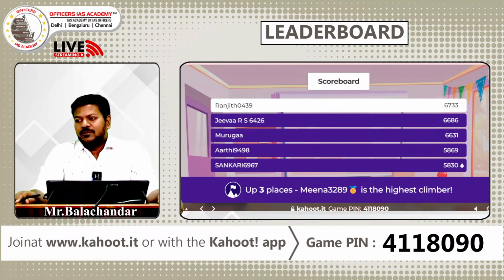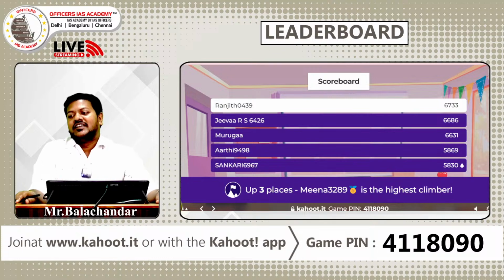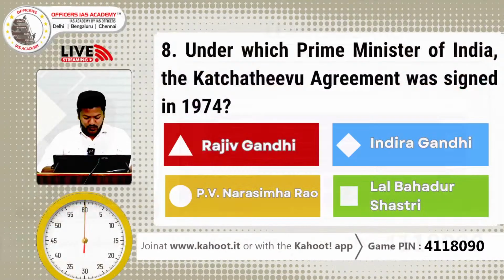So now we see Ranjit topping the chart with a good lead of 50 plus points. Then we have Jiva, Muruga and Aarti. Now we have a new entrant into the top 5, that is Shankari. Good Shankari, maintain the lead. So we have Meena, who is the highest climber, improving up to 3 places. Good to see you, Meena, and yes, keep doing. Then we are moving to the next question now.